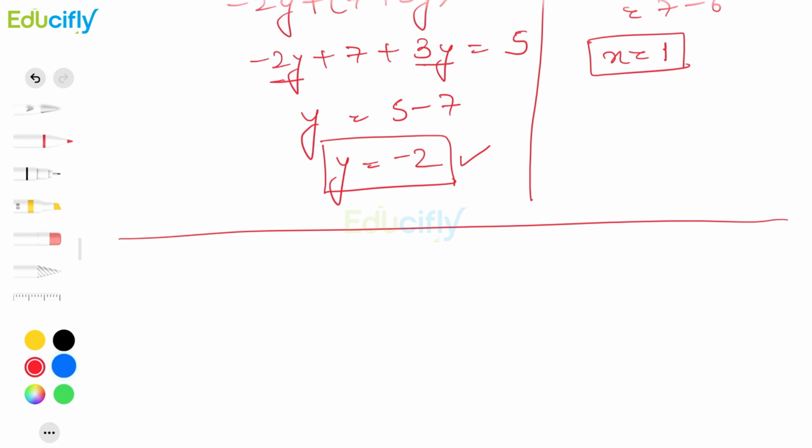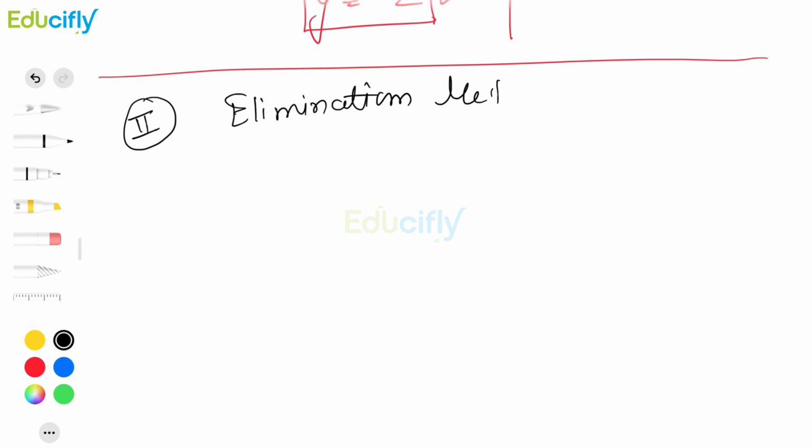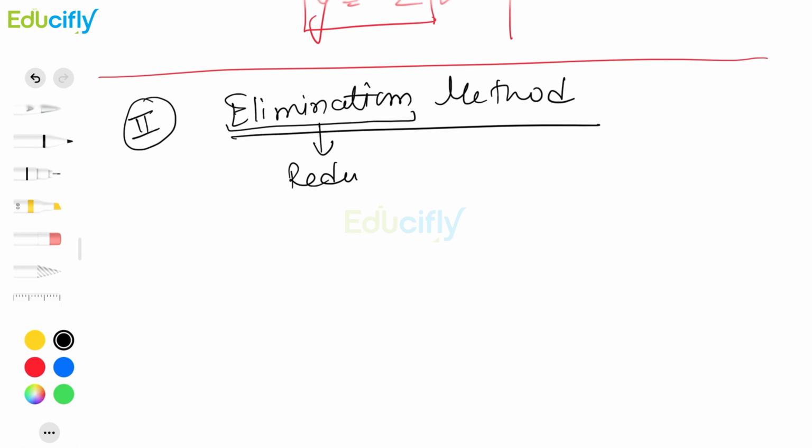Now let's come to another question. Or maybe we can try some of the elimination questions here. Let's use the elimination method this time. In the elimination method, eliminate means just reduce it. You eliminate one term, then you're getting the second term.